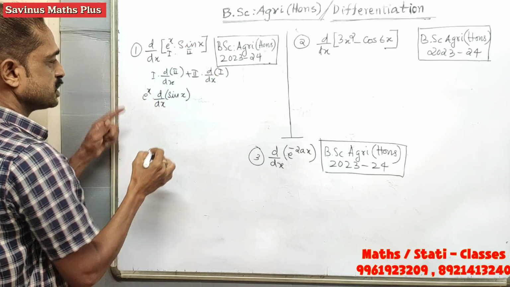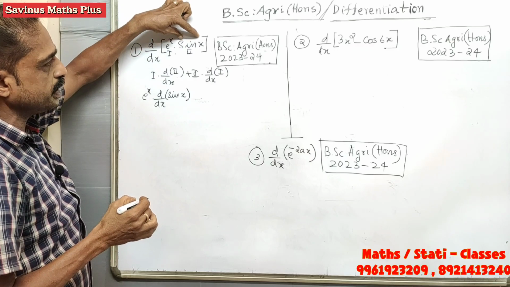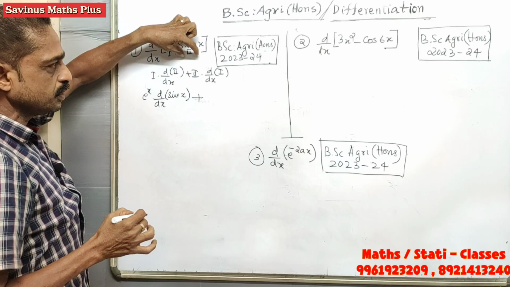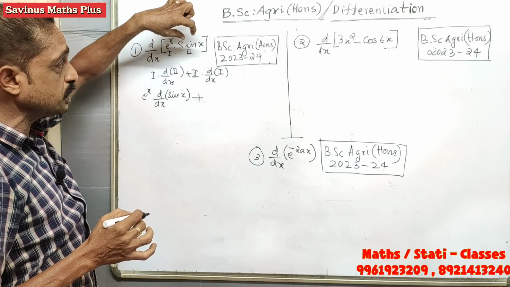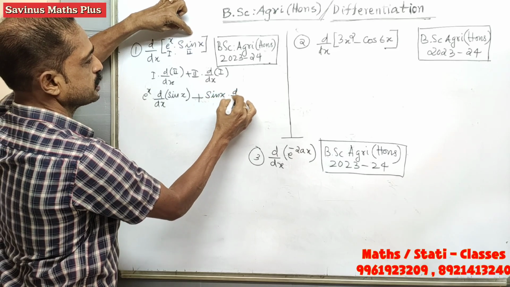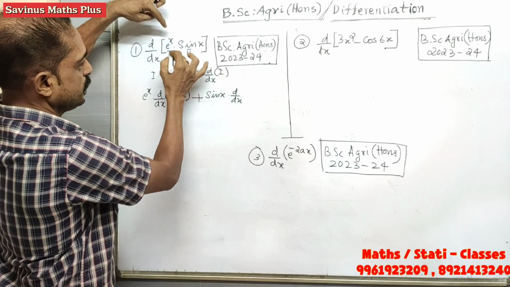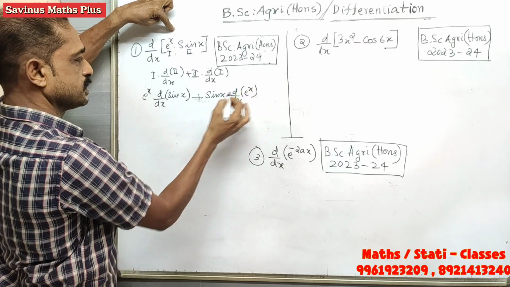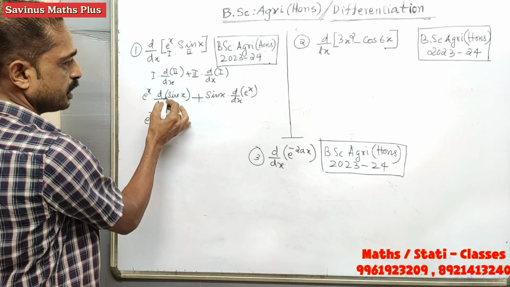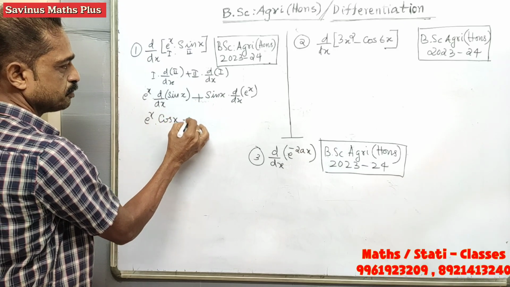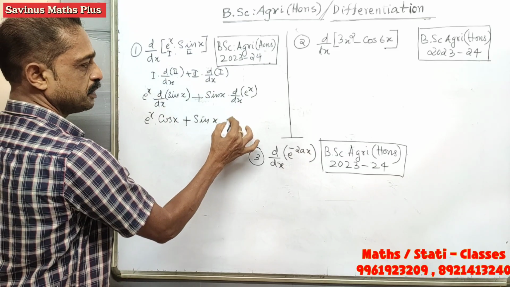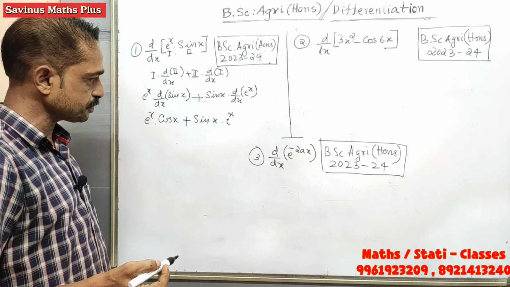Plus second function into, so you will have to write the second function as it is without differentiating. So second function is sin x into d by dx of the first function, e raised to x. Now e raised to x into, from the standard results we have seen that d by dx of sin x is cos x, plus sin x into d by dx of e raised to x, which is e raised to x.